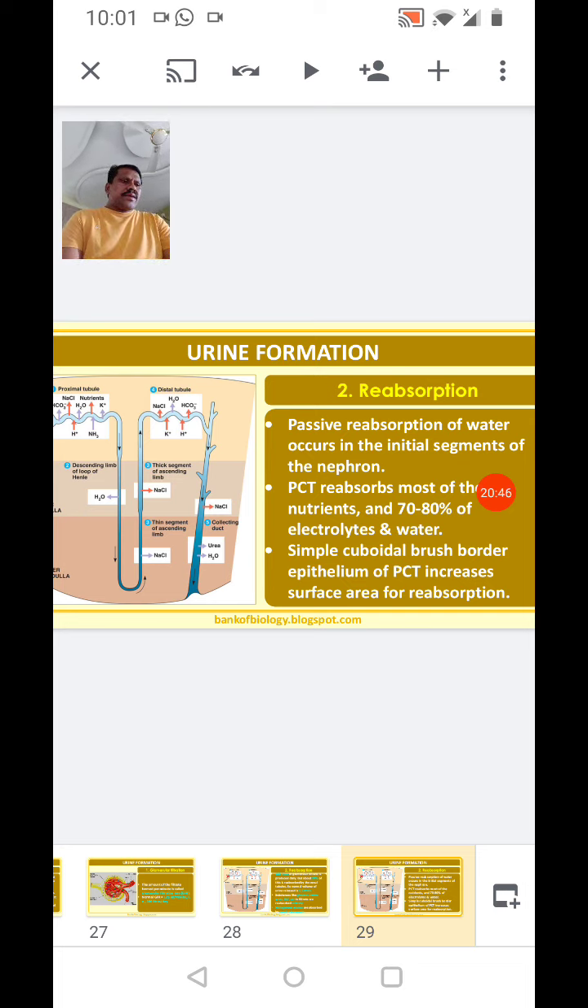The second step in the formation of urine is reabsorption, and this reabsorption we will see tomorrow. I would like to end this class here. This is a very important topic, so listen carefully and try to understand it.